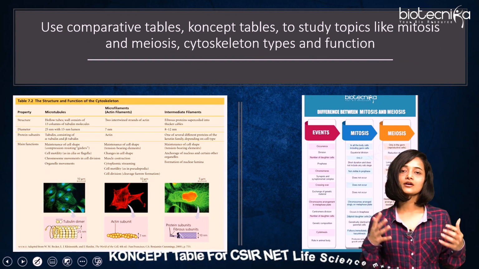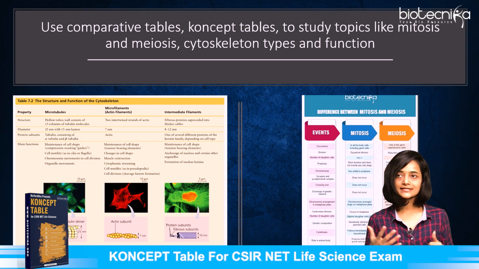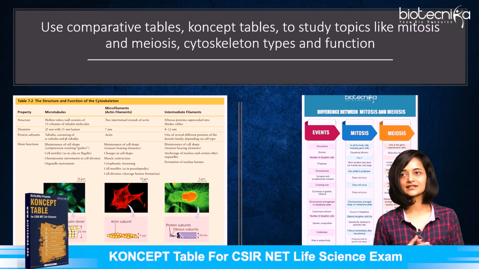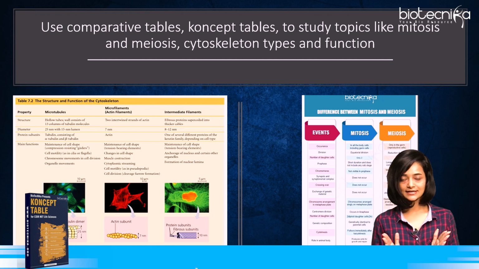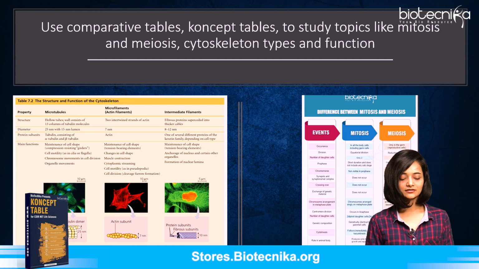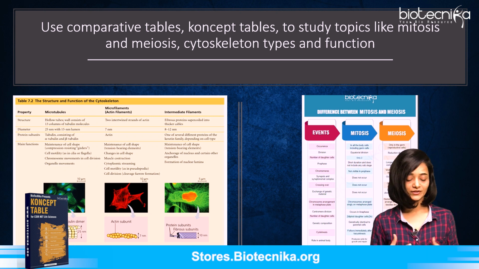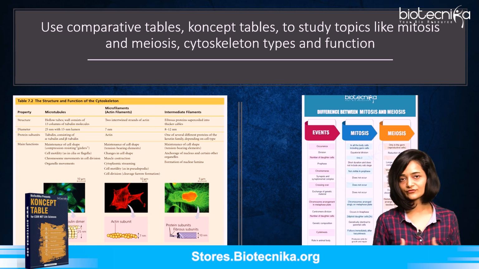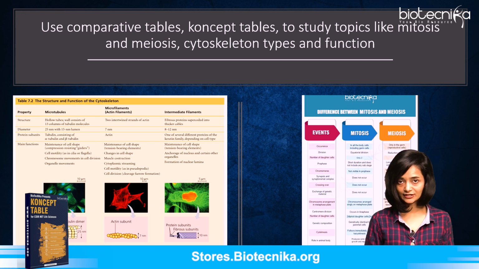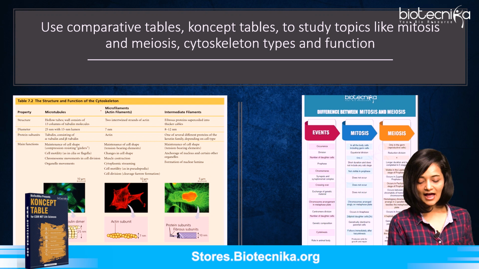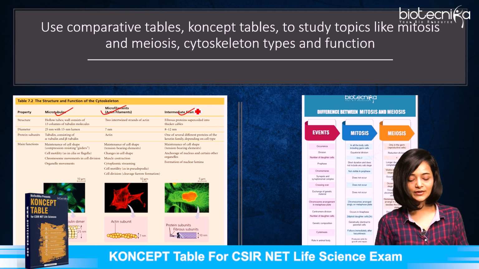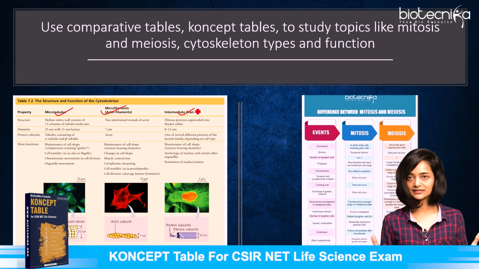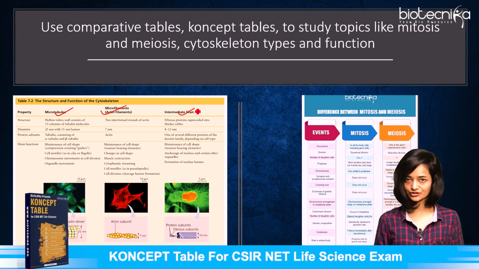Then comes using comparative tables or concept tables to study topics like mitosis and meiosis, cytoskeleton types and functions. So here I have taken two examples of concept tables. In the first one, we are dealing with the cytoskeleton. There are different types of cytoskeleton filaments that we need to be aware of: actin filaments, microtubule filaments, and intermediate filaments. So we can make comparative tables to differentiate between these types of filaments, their functions and structures.